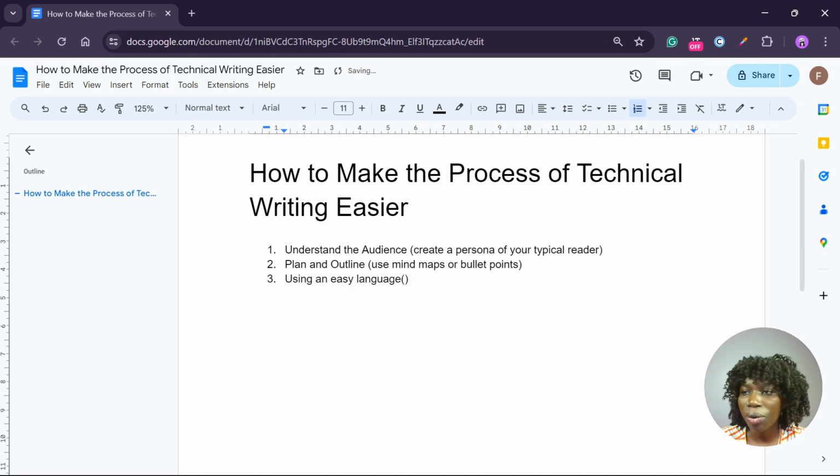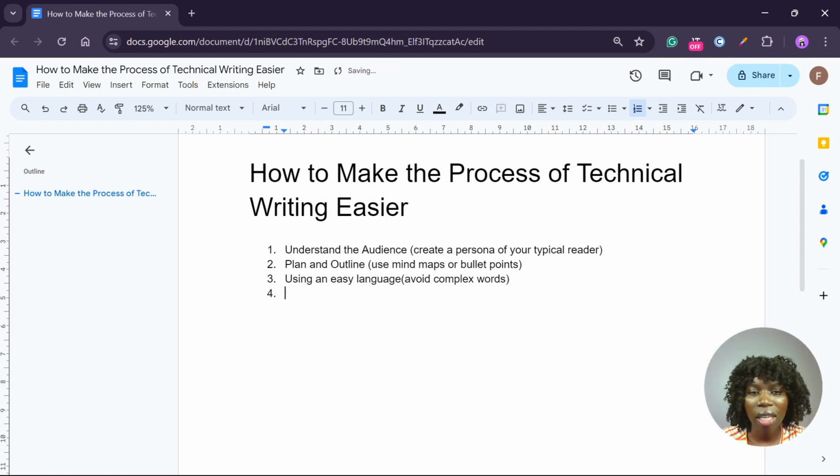And then my tip number 3 is using easy language. In this scenario, you just have to read your sentences out loud. If they sound complex or confusing, rewrite them into simple grammar, into simple language. Just make sure that you avoid complex words as much as you can.